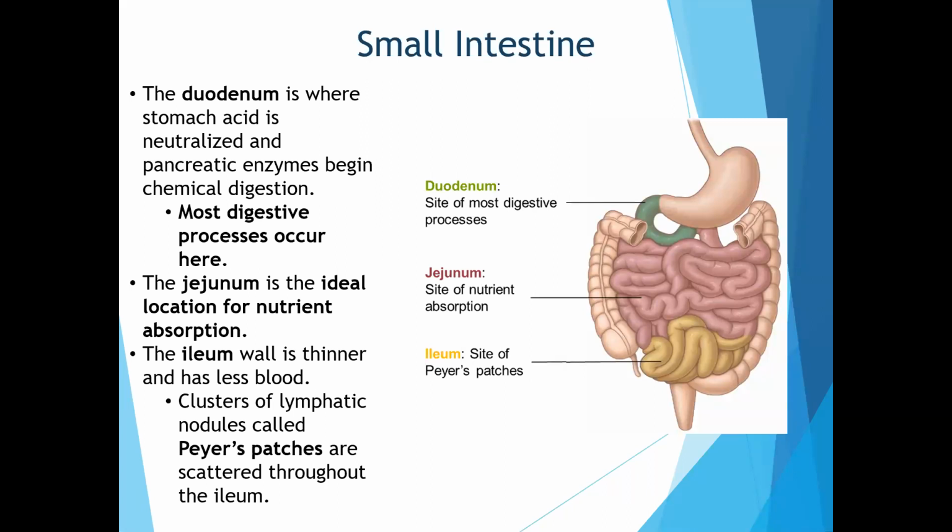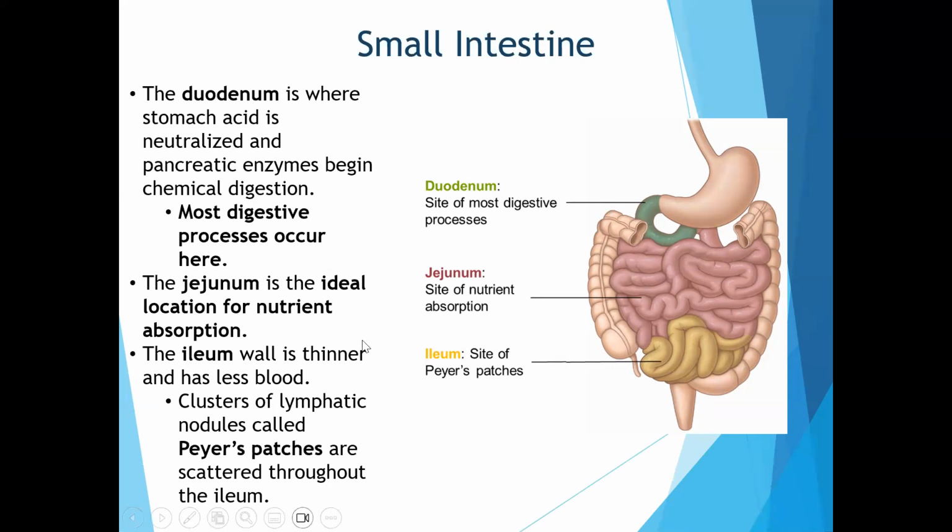So the duodenum, like you said, the stomach acid's neutralized with the sodium bicarbonate coming from the duct cells. Our pancreatic enzymes from the acinar cells are going to begin our chemical digestion. And so a lot of the initial digestive processes are going to begin there.